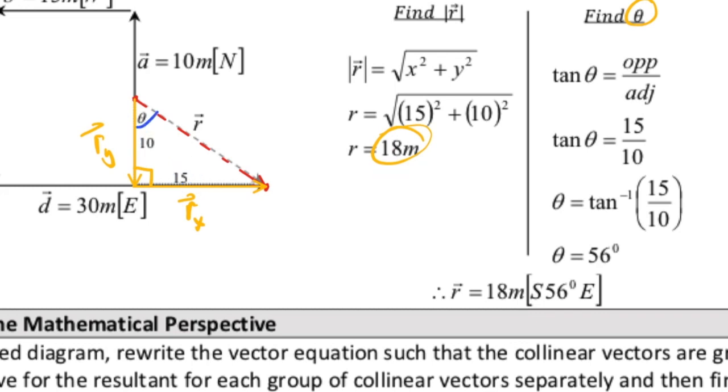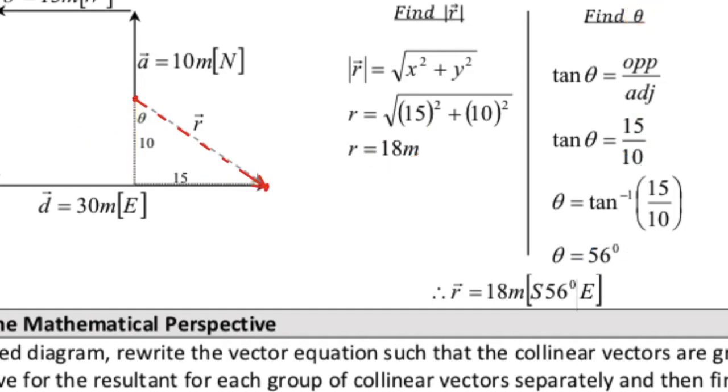Since theta is over here, this is our opposite side, and this one is the adjacent. So the opposite is 15, the adjacent is 10, we get an angle of 56 degrees, therefore the resultant is equal to south 56 degrees east. And again, let's talk about how we get that south 56 degrees east.